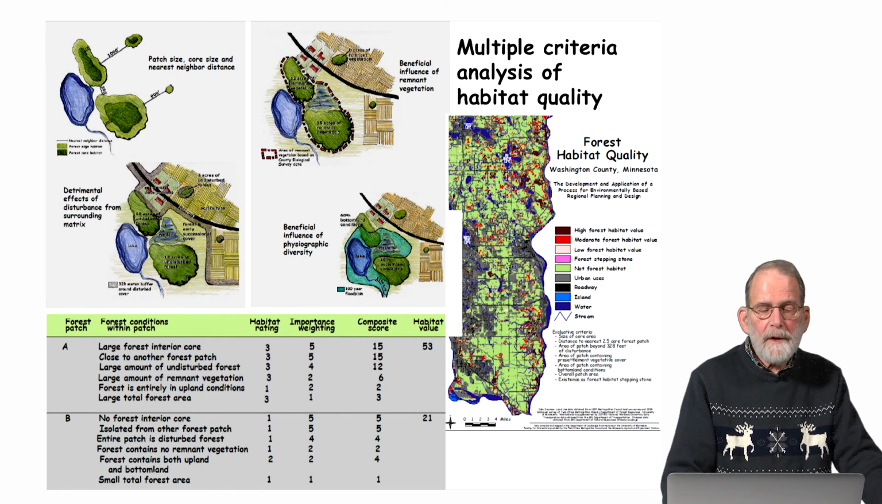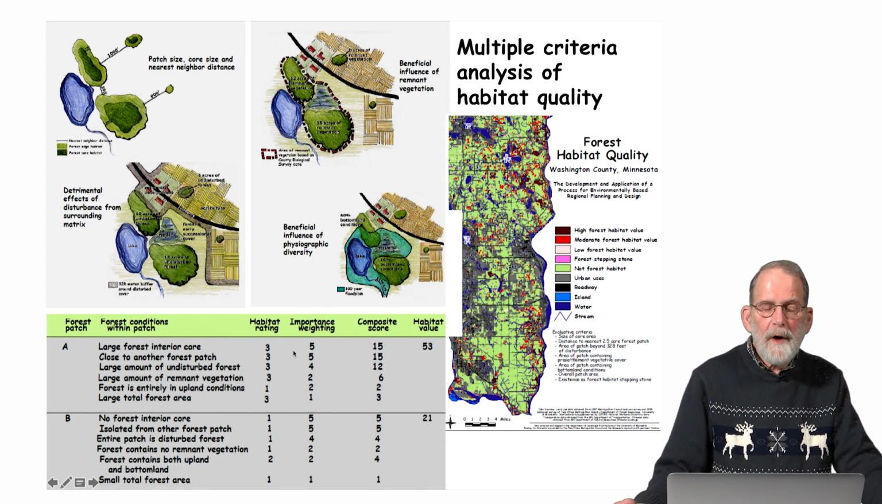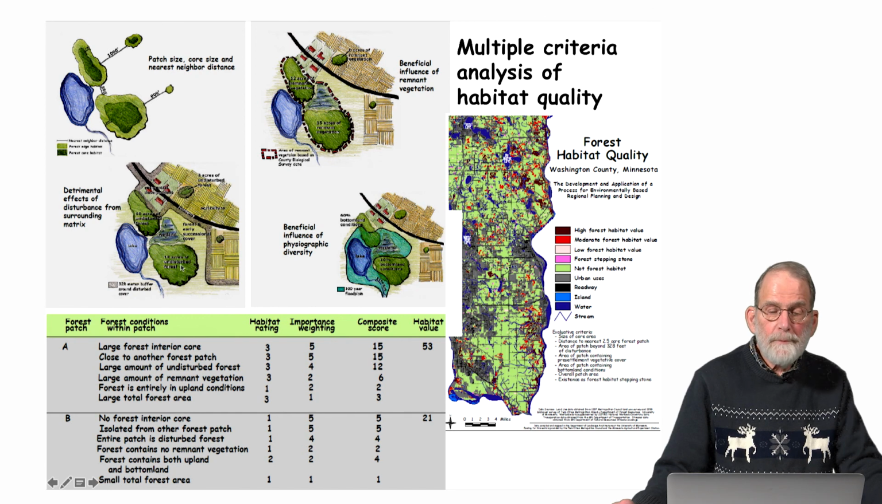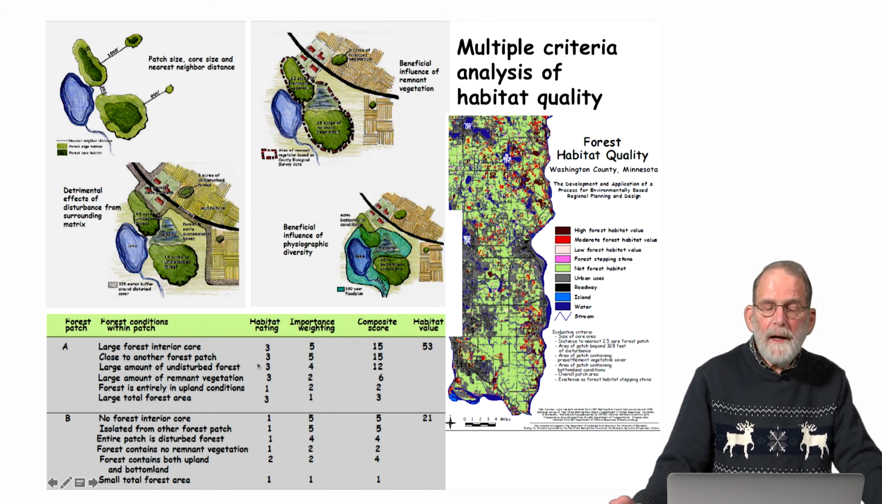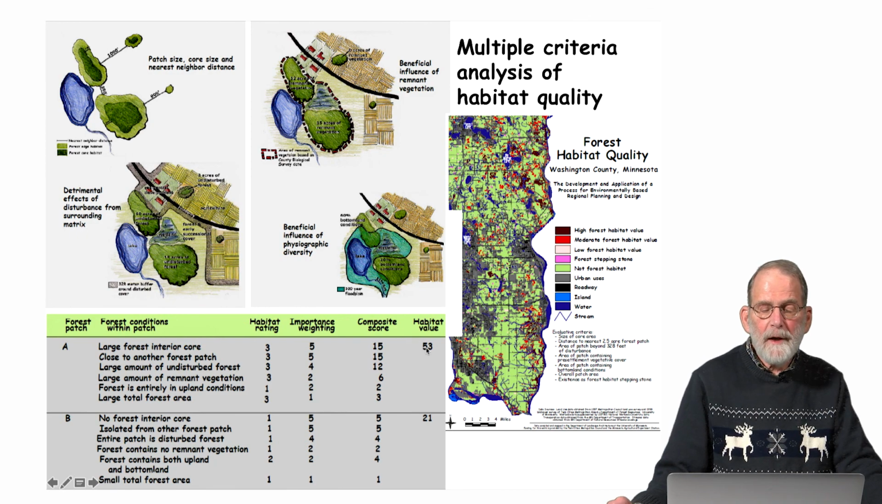We can use these principles, these different concepts, in terms of large forest interior core area, close proximity to another forest patch, large amount of undisturbed forest, large amount of remnant vegetation, forest is entirely in upland conditions, large total forest area. And for a given landscape, we can rate the patches and the matrix within that landscape for each of these six different parameters and assign a rating value to them and combine those rating values to come up with a composite score. So we can begin to compare the habitat value of one forest patch with the habitat value of a second forest patch. And we can see that based upon these criteria and the way they have been evaluated in this particular landscape, patch A has a significantly higher habitat value than does patch B.